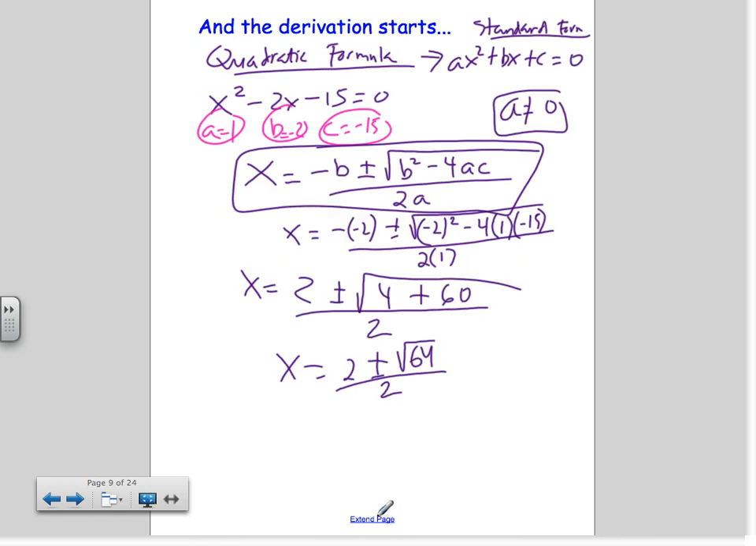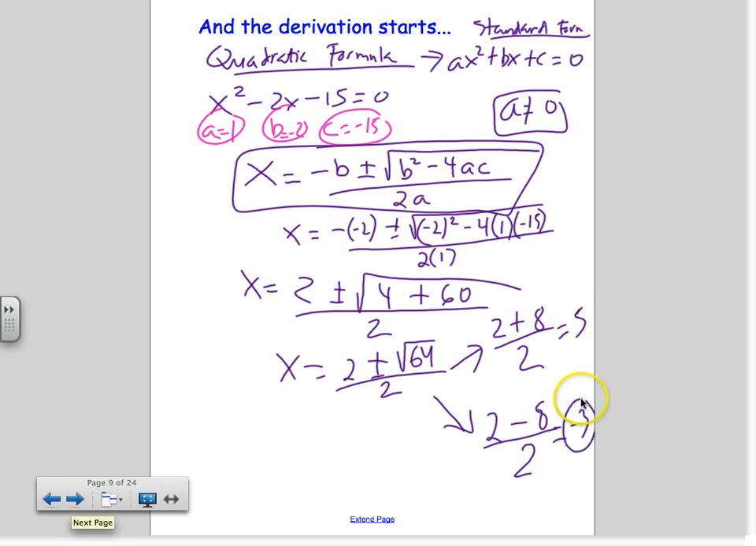Oh, wait. Isn't square root of 64 a perfect square number? Yeah, which is 8. So I'm going to have two cases. I have 2 plus 8 over 2. That's the first case. Second case, I have what? 2 minus 8 over 2. So let's solve. What's 8 plus 2 divided by 2? 5. What is 2 minus 8 divided by 2? Negative 3. And isn't that the same exact answer as we got from before?